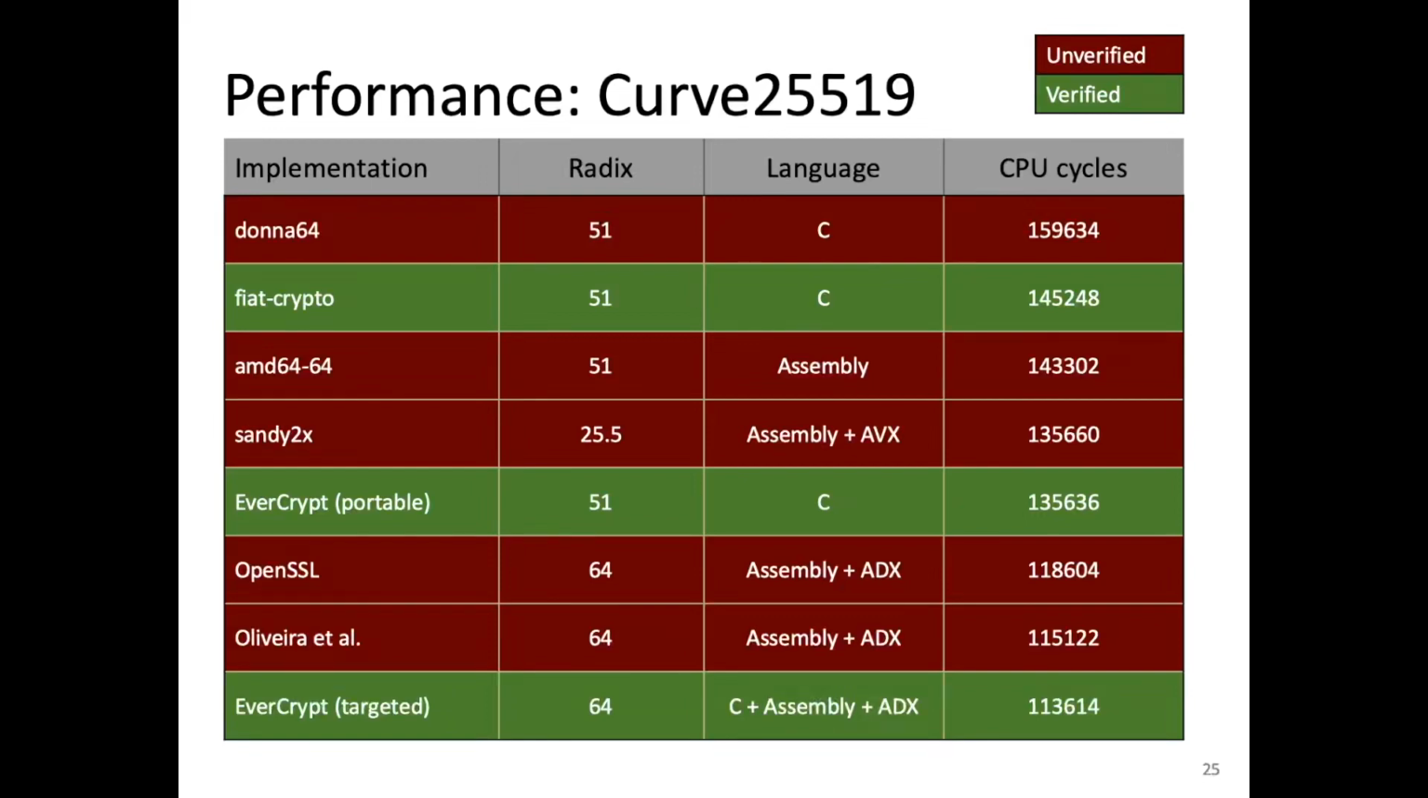Amongst the implementations, verified implementations are shown in green and unverified in red. Notice that EverCrypt's verified portable implementation, shown in the middle of the table, beats prior portable implementations and even some assembly implementations, while our targeted version, shown at the bottom of the table, outperforms all prior work.